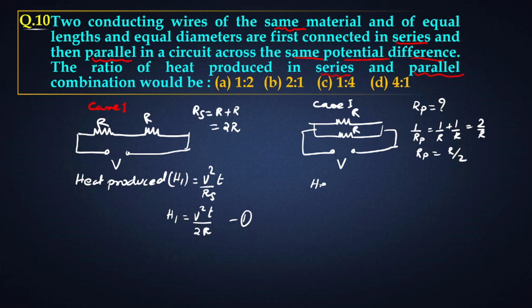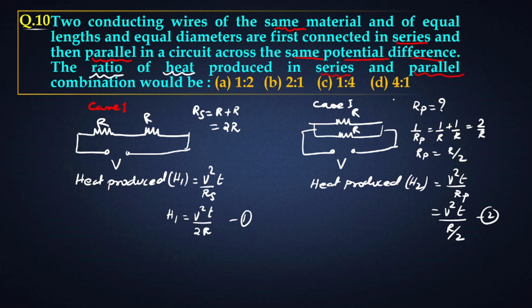So what is the heat produced in the second case? Call this H2. What's the formula? V square into T divided by Rp. So V square remains the same, time remains the same, and this becomes R by 2. So mark this as equation number 2. What are they asking for? They are asking for the ratio of the heat produced.